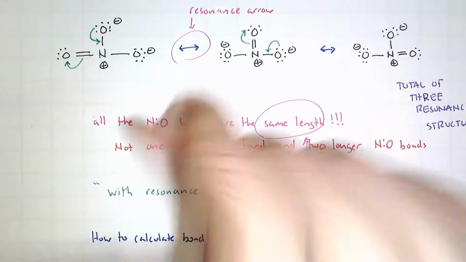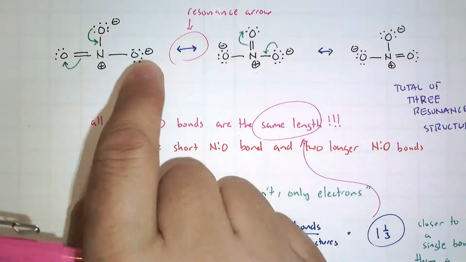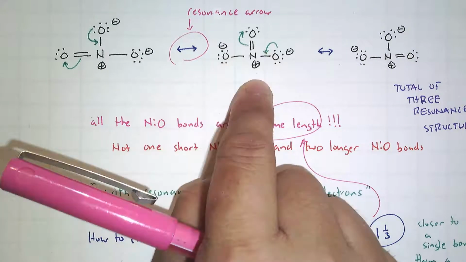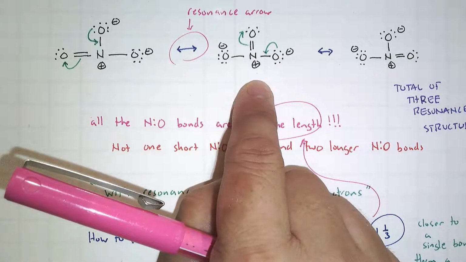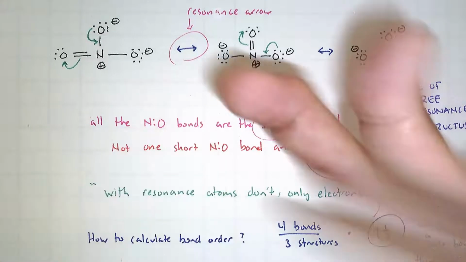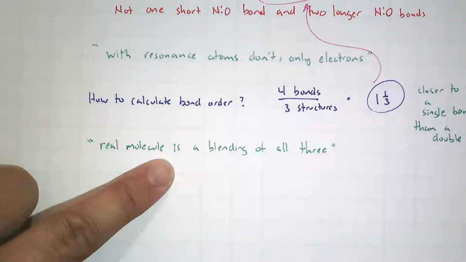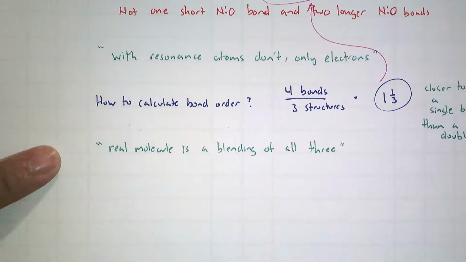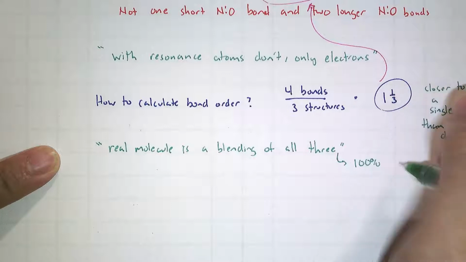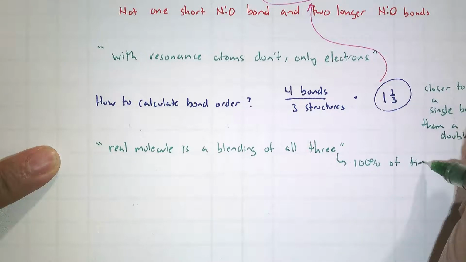Equilibrium is, you could say, 50% of the time the molecule looks like this, 50% of the time the molecule looks like this. That's not resonance. Resonance is 100% of the time it looks like the blend. So the real molecule is a blending of all three, 100% of the time. Okay.